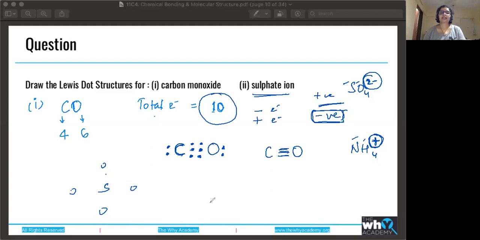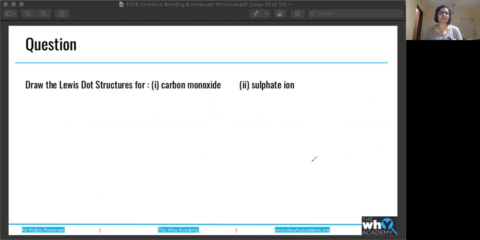Okay, I'll give you guys 1-2 minutes. Attempt sulfate on your own. Then send the image on WhatsApp and then I'll solve it. I'll do it here and I'll show you what the structure of sulfate is. But I want you guys to do one attempt. All of you attempt it in your book and send it on WhatsApp.